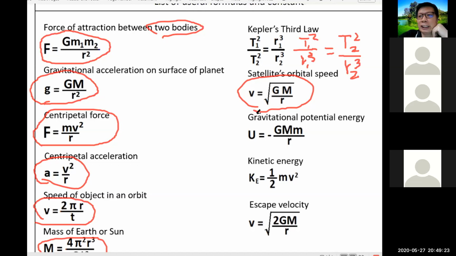You must maintain certain speed. So this speed is called orbital speed. So it's square root GM over r. Okay. Another formula is gravitational potential energy.